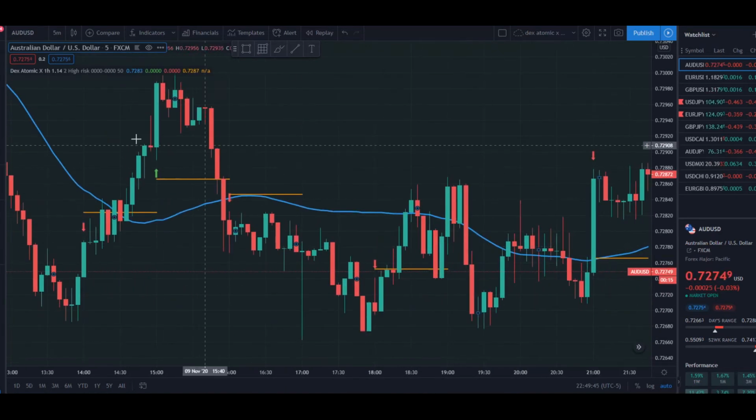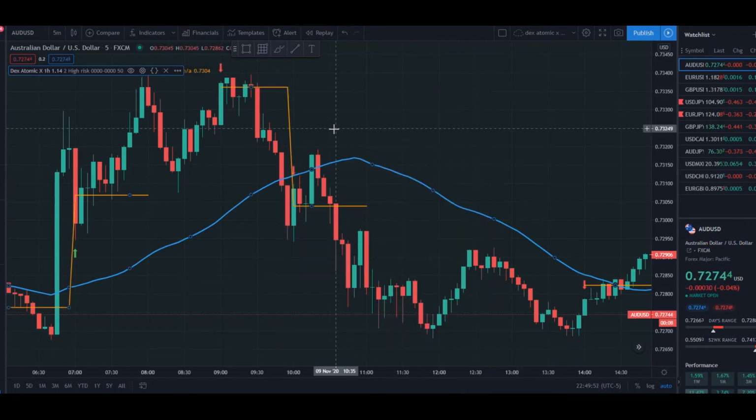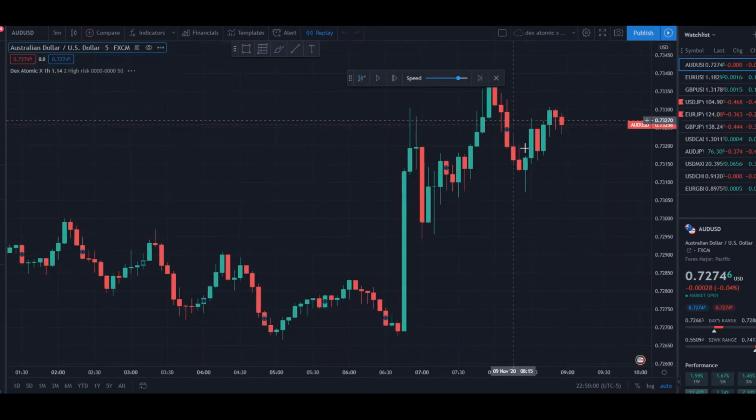Now, we've also added another feature to incorporate that validated signal if you have it removed, because sometimes you may get a signal like this with a sell that's really super high. I'm going to have to use the replay system here to show you what I'm talking about.